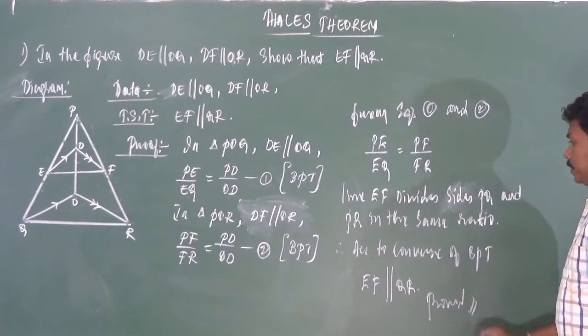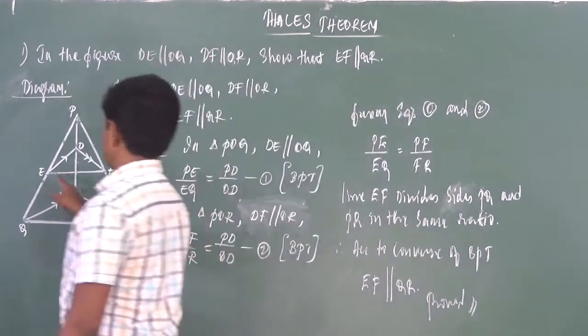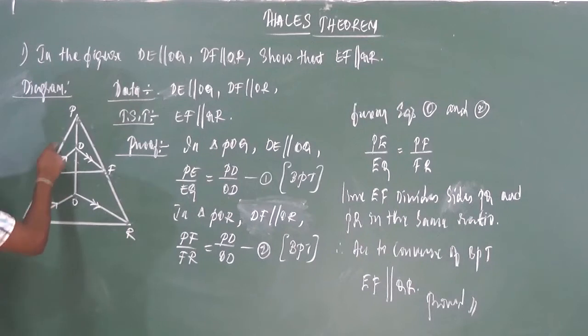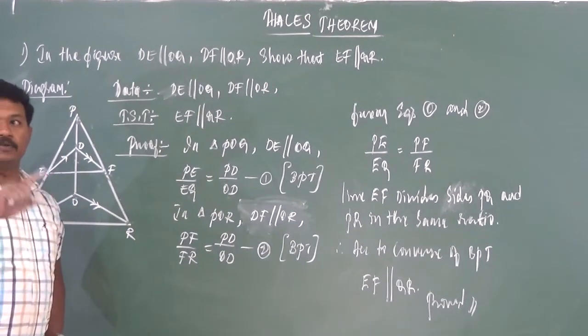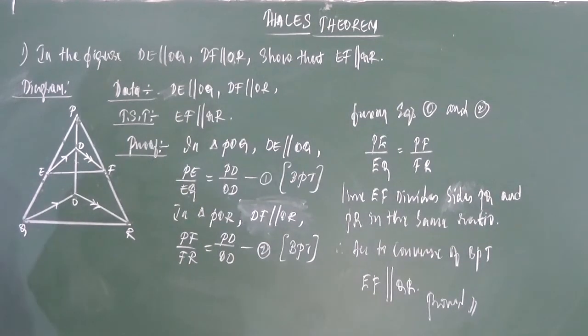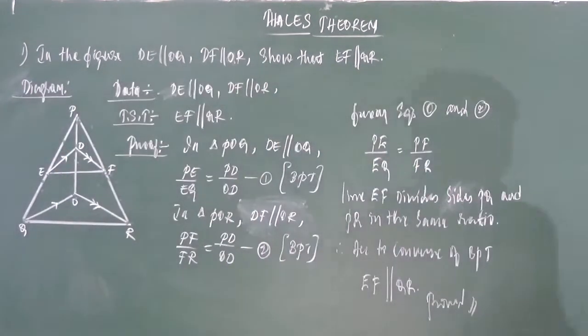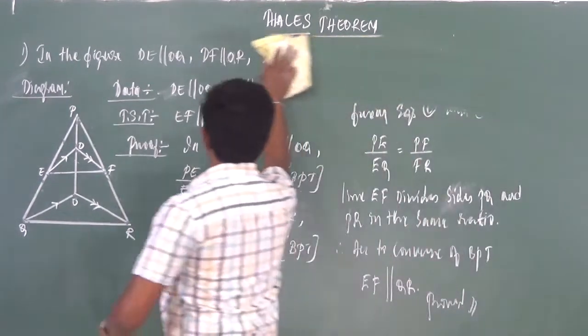The clear thing is, if a line divides two sides of a triangle in the same ratio, that is proportionately, then according to the converse of BPT, it is parallel to the third side. If a line divides any two sides of a triangle proportionately, then it is parallel to the third side. Very important problem. We'll go with the next problem.